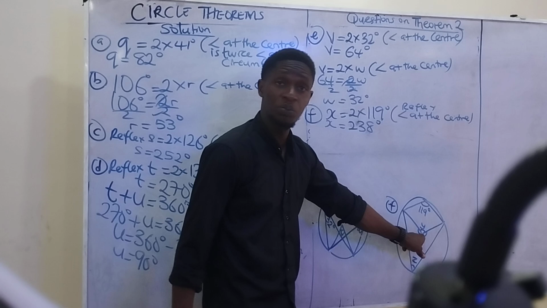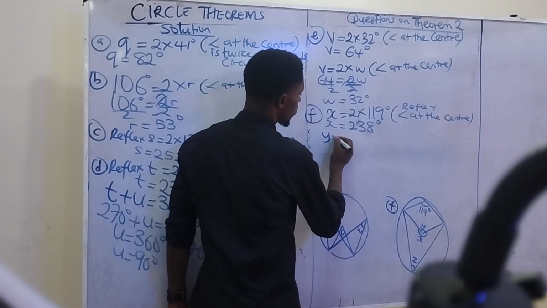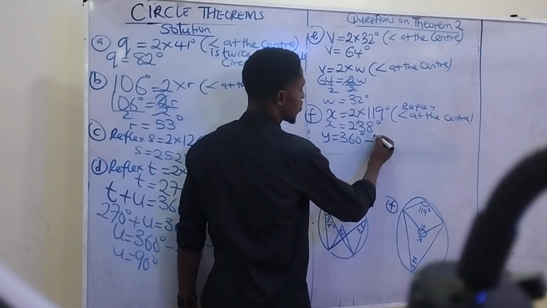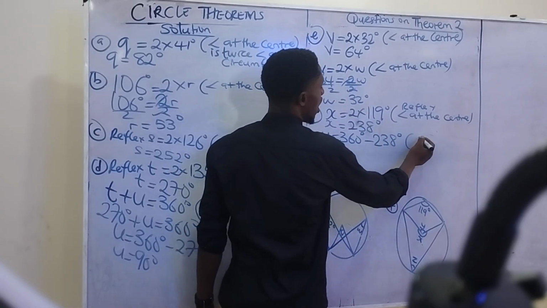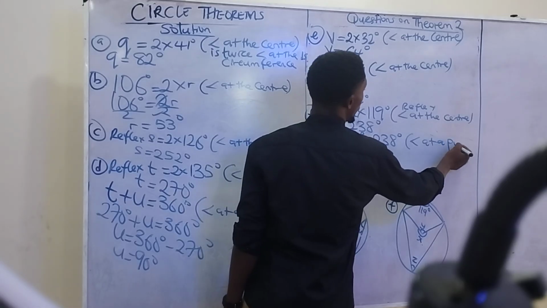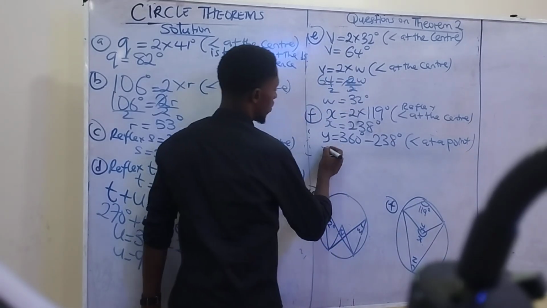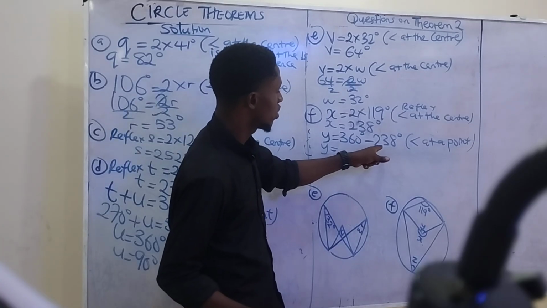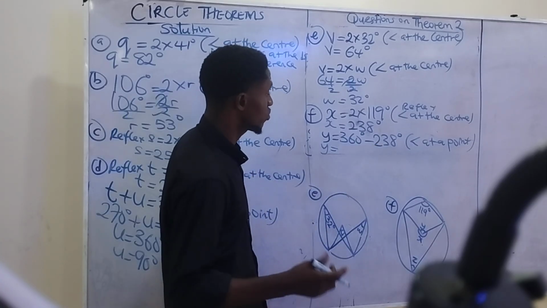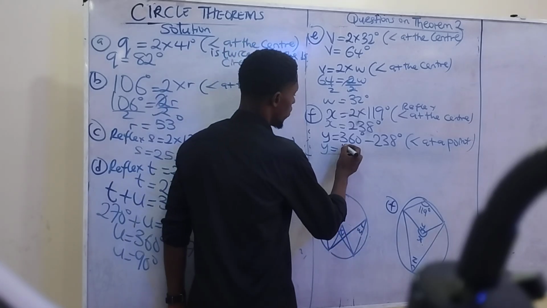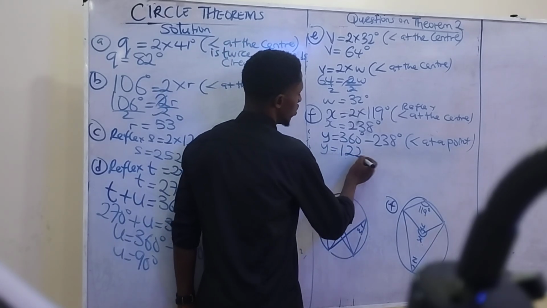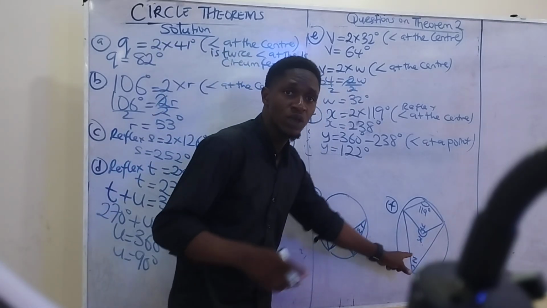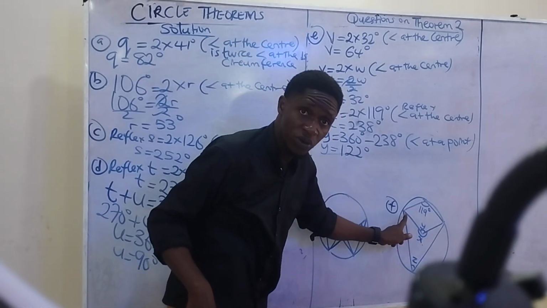Then we have y here. So this is angle at a point. So we have y is equal to 360 minus, we have gotten our x as 238, angle at a point. So our y is equal to 360 minus 238, which should give us, I think, 122 degrees. 122 degrees.